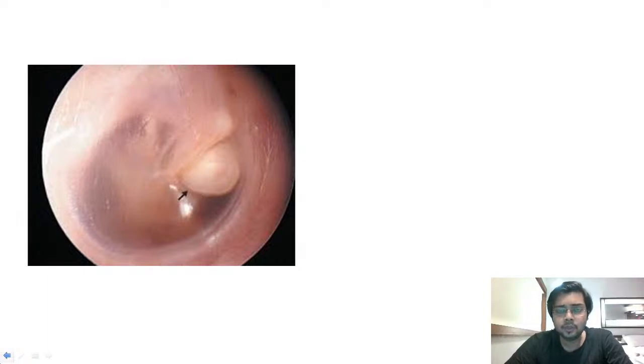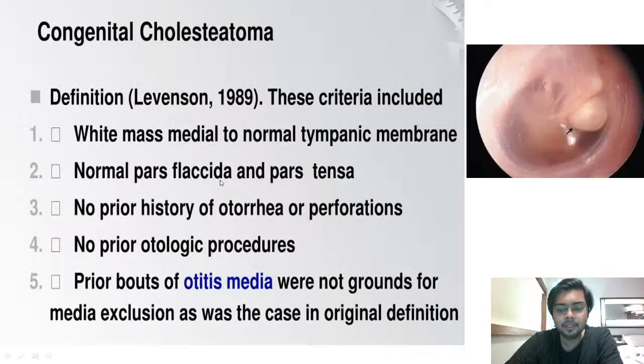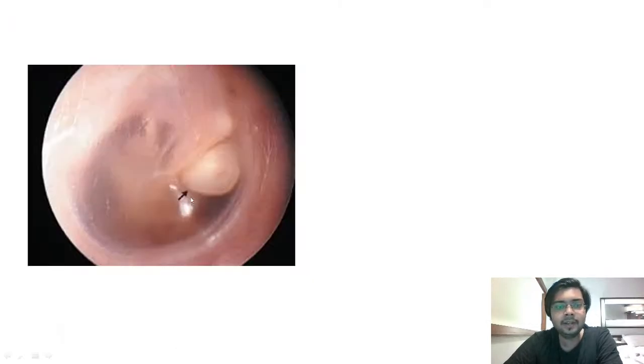and when you did the otoscopy, you saw a pearl-like lesion through the intact tympanic membrane. So the peculiar finding was that the tympanic membrane was intact and it has a pearl-like structure through the tympanic membrane. So this is a congenital cholesteatoma.